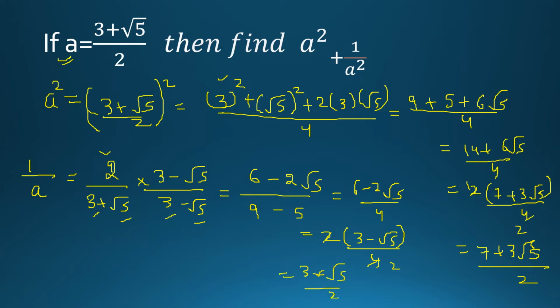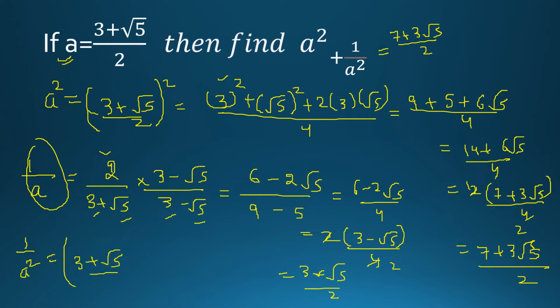So you can see what is your a square? A square is 7 plus 3 root 5 by 2. Plus, this is your 1 by a, right? You need 1 by a square. That means 3 plus root 5 by, this is 3 minus, correct? 3 minus root 5 by 2 whole square, right?